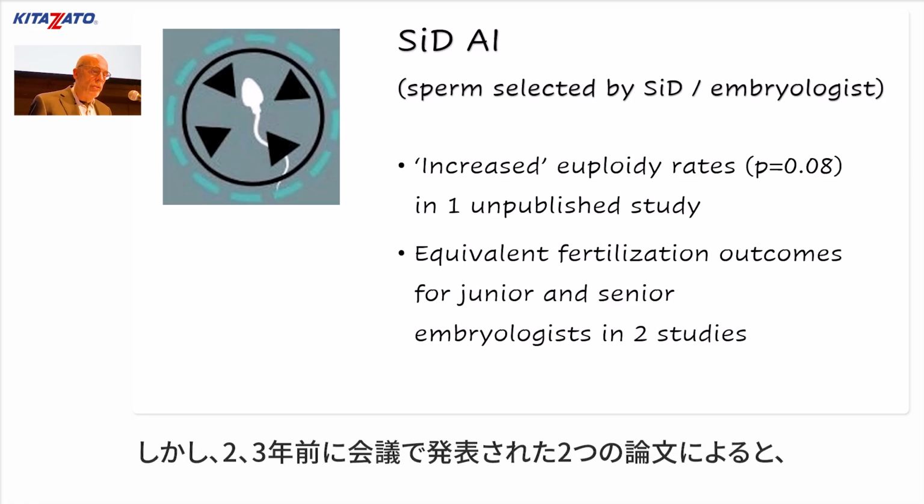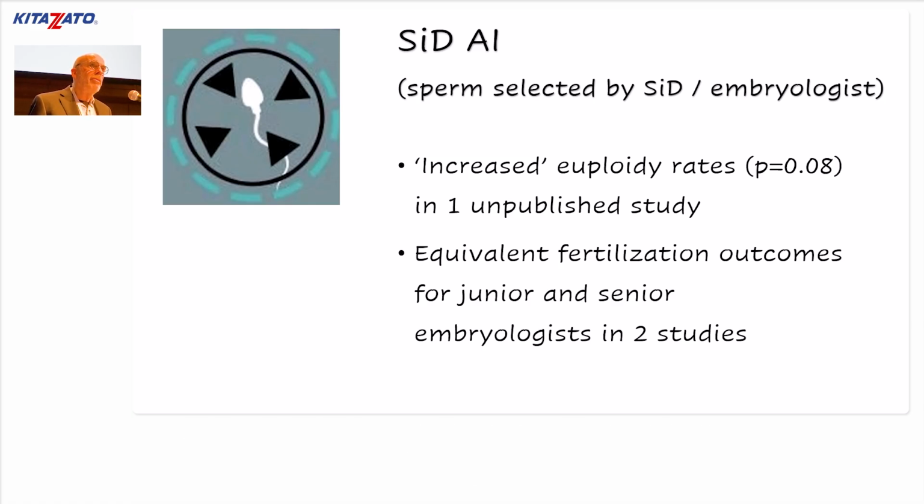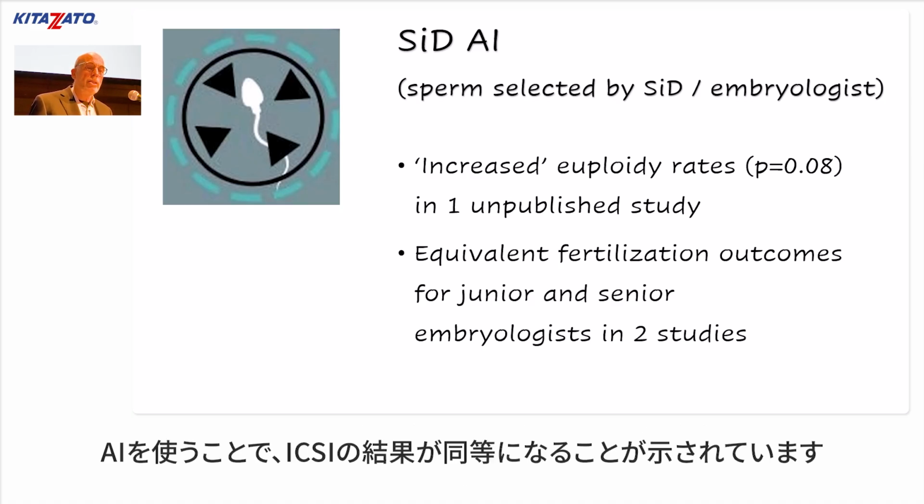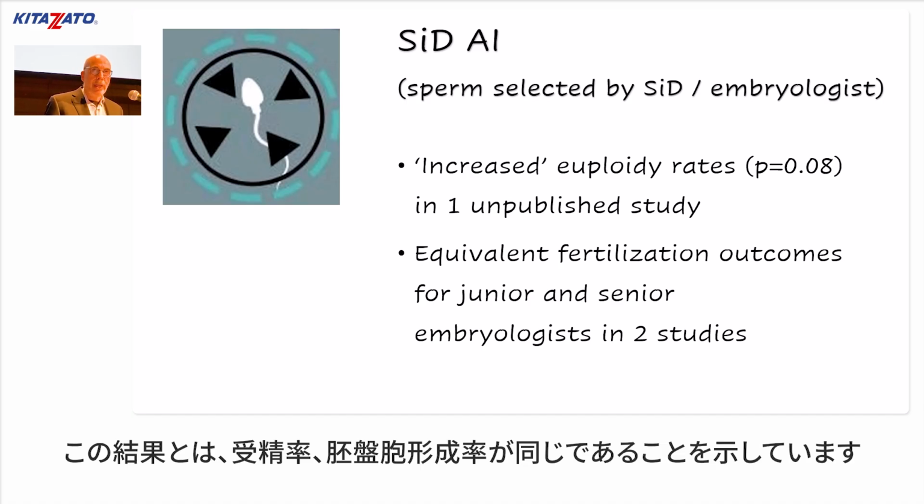But 2 publications that were presented at meetings about 2-3 years ago showed that if you take an aspiring embryologist, a junior embryologist, a trainee embryologist that is just starting to do ICSI, and compare them to senior embryologists who have a lot of experience with ICSI, the outcomes were equivalent. Outcomes in this case means fertilization rates were the same and blastocyst formation rates. Usable blastocyst formation rate was the same.